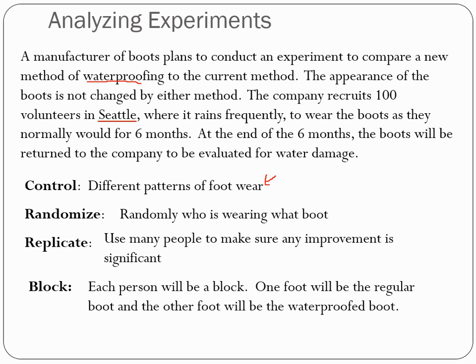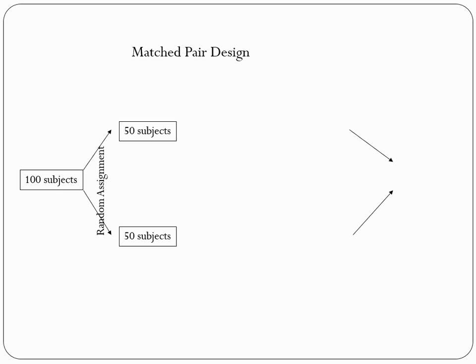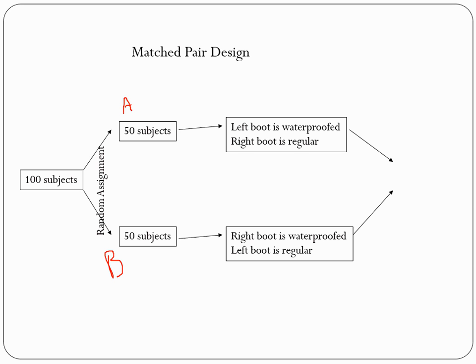So the issue there is if somehow in the random assignment all the outside workers get the new waterproofing, all the inside workers get the old, we haven't controlled for the different factors of their day-to-day life. So what we want to do is block where each person will be a block. In other words, each person is going to get not only the old but the new. So here's how that could play out. We'll do random assignment to the two groups, group A and group B. Both groups are going to get both treatments, but group A will have the left boot waterproof, right boot regular. Group B, right boot, left boot.